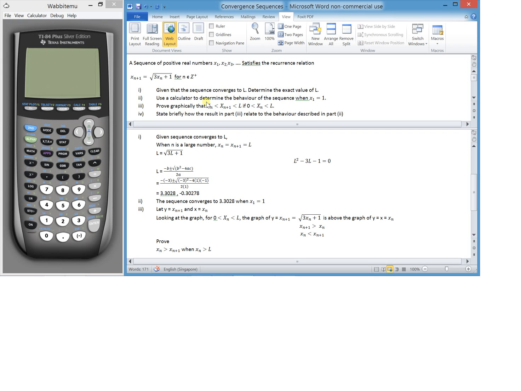So this is a question for junior college H2 maths. It's on the topic of recurrence relations and sequences. So let's take some time to understand this question.